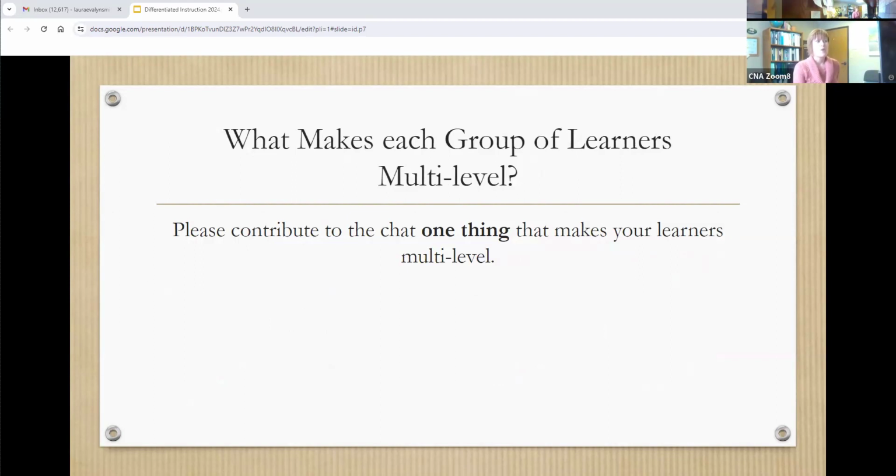Okay, question for all of you. What is something that makes each group of learners multi-level? So please contribute in the chat at least one thing that makes your learners multi-level.